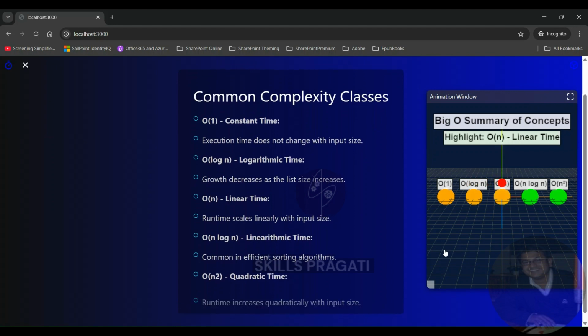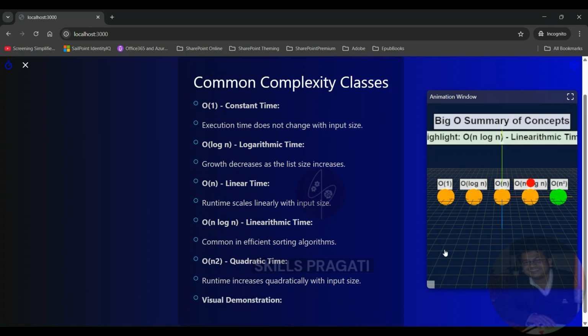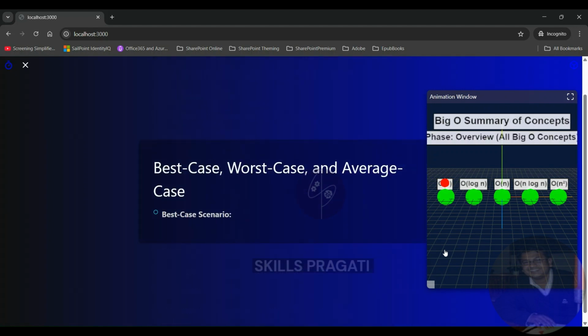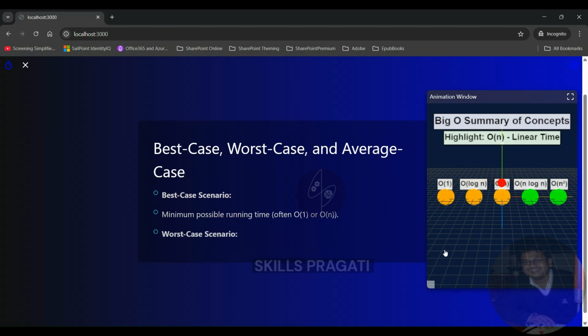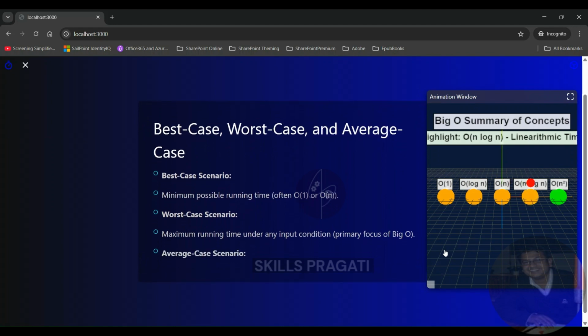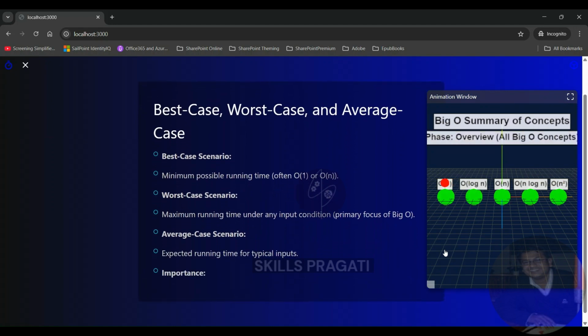Now, let's revisit the different performance scenarios we talked about before. Best case, the minimum possible running time, which can be as fast as O(1) or O(n). Worst case, the maximum running time under any input condition. This is what Big O mainly focuses on. Average case, the expected running time for typical inputs. As I mentioned earlier, these distinctions help bridge theoretical performance and practical application. The chart here is a recap of our earlier discussions on these scenarios.